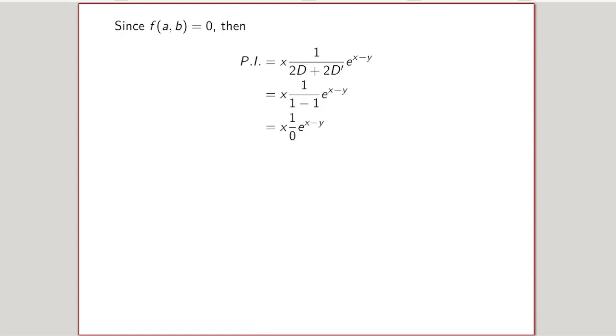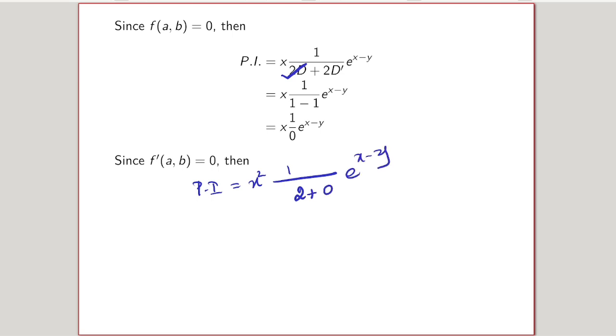So again we are getting 0 in the denominator. So we have to go for the next part. So the particular integral will be x square by, we have to differentiate this part with respect to d. So it will be 2 plus 0, e power x minus y. Since there is no d and d dash term in the denominator, we can write it as it is: x square by 2 e power x minus y. So this will be our particular integral.